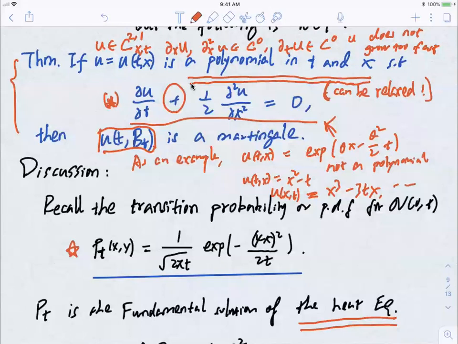So sometimes, if you can show a process is a martingale, it's very good. If you cannot show it's a martingale, we also want it to be related to another martingale, maybe by changing a variable or some other techniques. Okay, so that's why we should really talk about this.